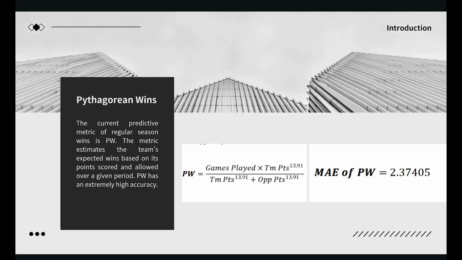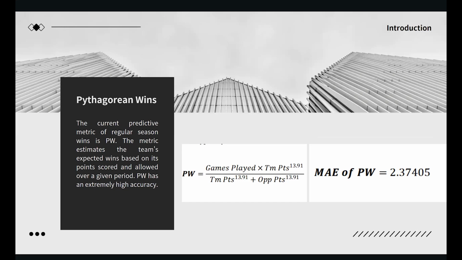The current predictive metric of regular season wins is Pythagorean wins. This metric estimates the team's expected wins based on its points scored and allowed over a given period. The fundamental premise underlying PW asserts that a team's winning percentage can be approximated using a formula derived from the Pythagorean theorem, formally expressed here. P represents an exponent, typically around 13.91 for basketball. The accuracy of PW is extremely high.